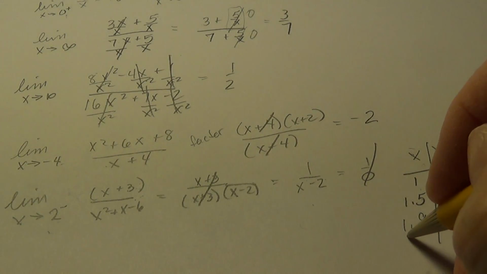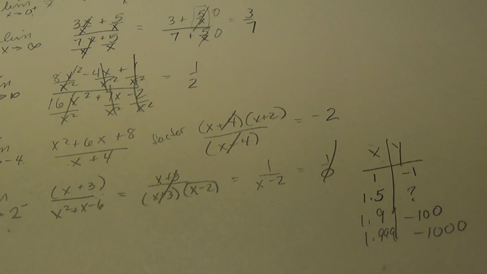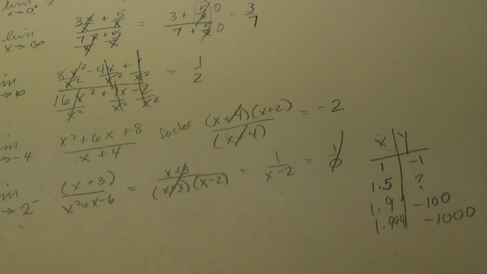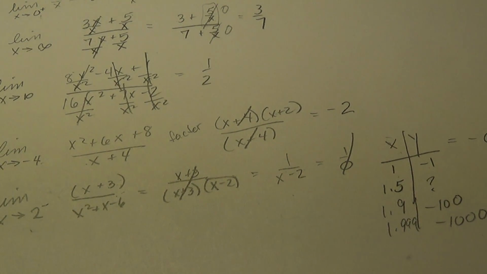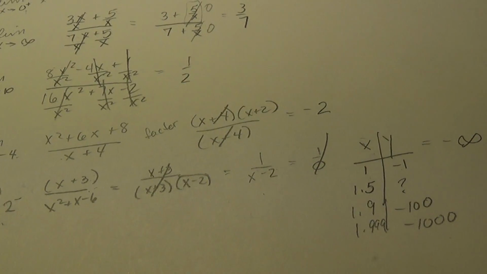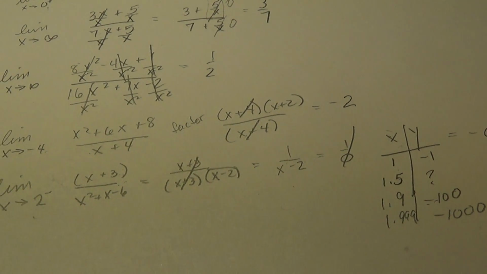When I put in a 1.999, I got negative 1,000. So I could tell that it is approaching negative infinity from the left. So negative infinity is that limit, and sometimes we pull out a chart to help us with those.